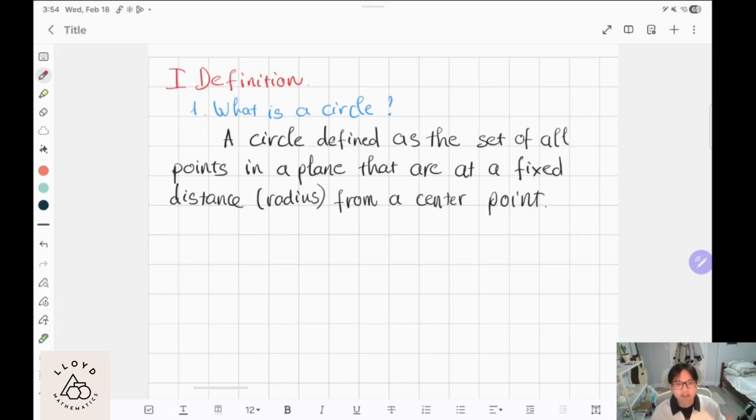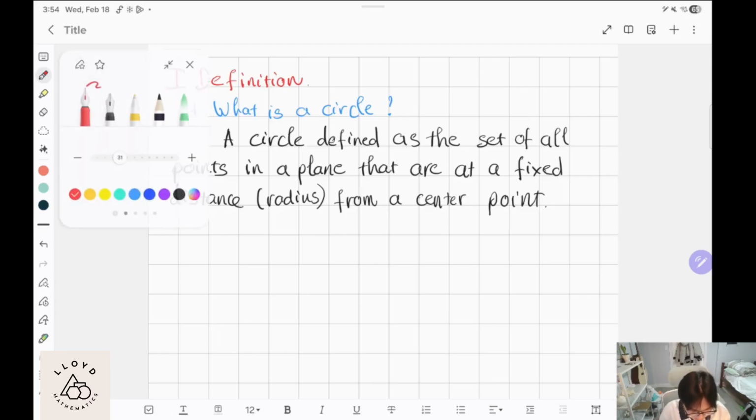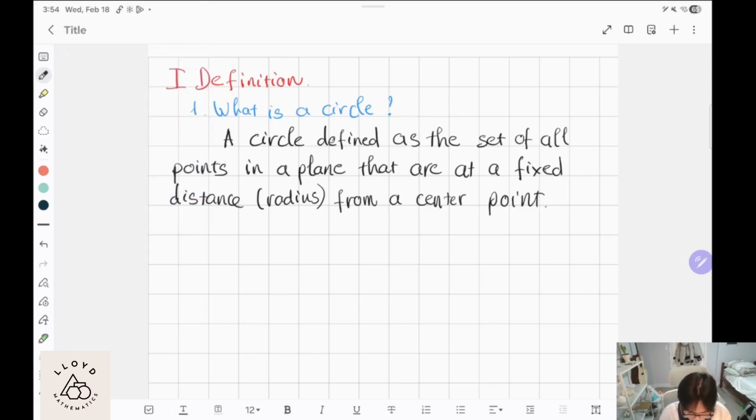First of all, what's the definition of a circle? As we all know, a circle looks like this, and in the center of the circle there is a center point like this, right?